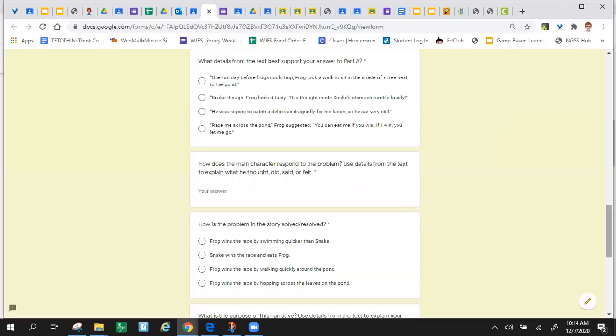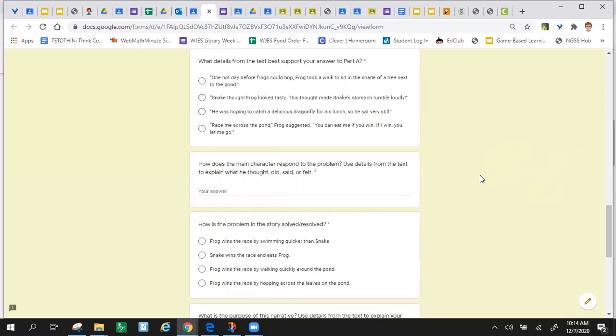So go back to the story and look at these options and say, which one made me decide that last answer? Okay, one hot day before frogs could hop, frog took a walk to sit in the shade of a tree next to the pond. Snake thought frog looked tasty. This thought made frog's stomach rumble loudly. He was hoping to catch a delicious dragonfly for his lunch, so he sat very still. And the last one, race me across the pond, frog suggested, so you can eat me if you win. If I win, you let me go.